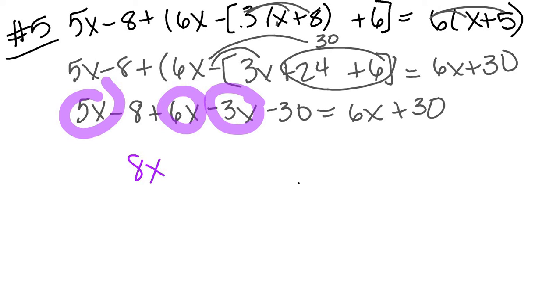And then I'm going to do the same thing to my constants. So I have a negative 8. Sorry, let me get a different color. Negative 8 and a negative 30, and that's going to give me negative 38.